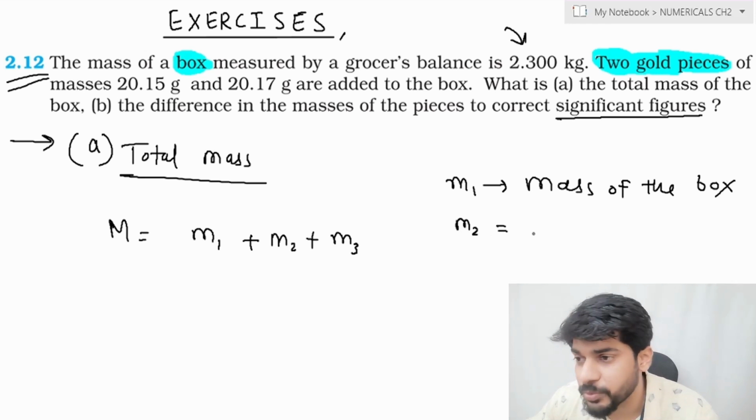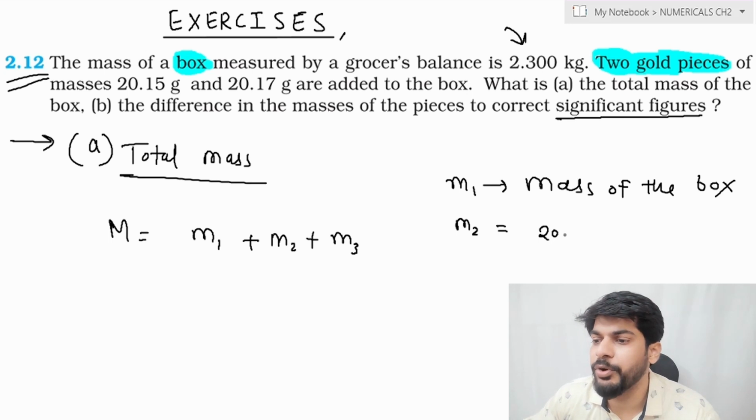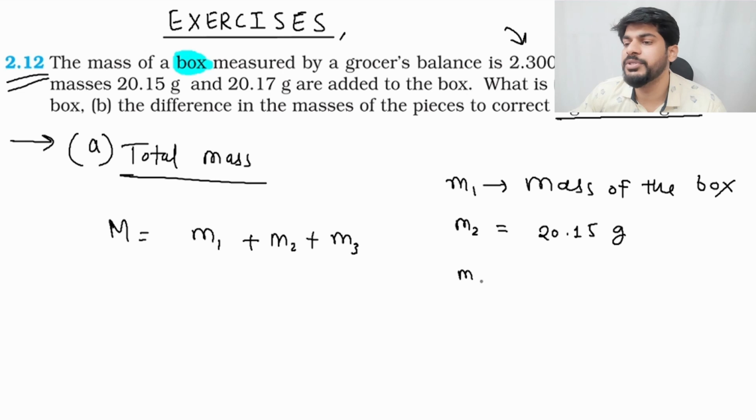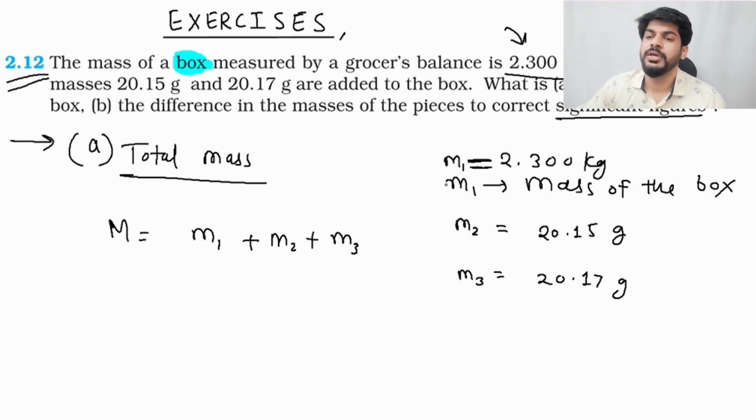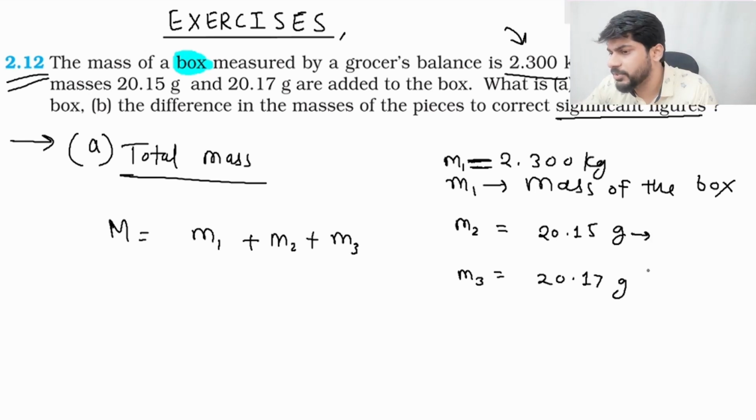M2 and M3 are nothing but the masses of the gold pieces, 20.15 gram, and M3 is 20.17 gram. Also M1, the mass of the box, is 2.300 kg. Now we just have to add all these things. Only thing is, this is in grams, and here it is kg. So we will convert this into either grams or kg.